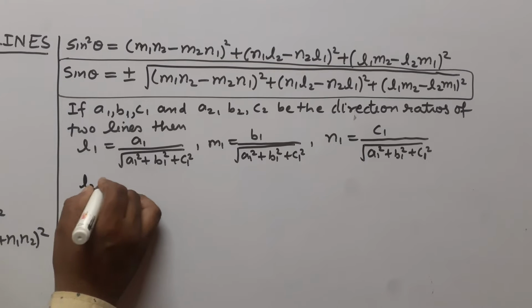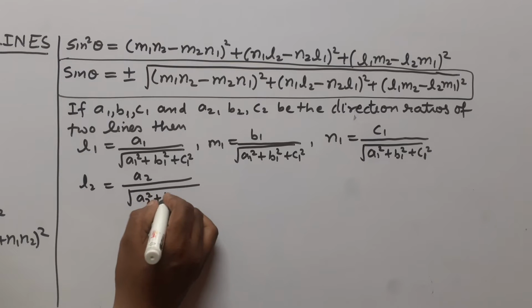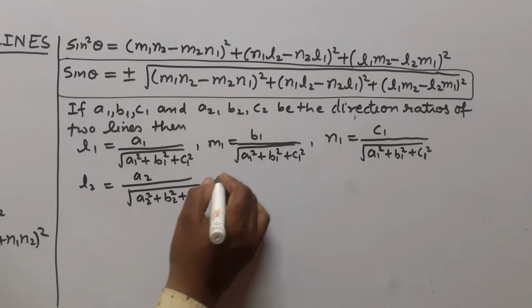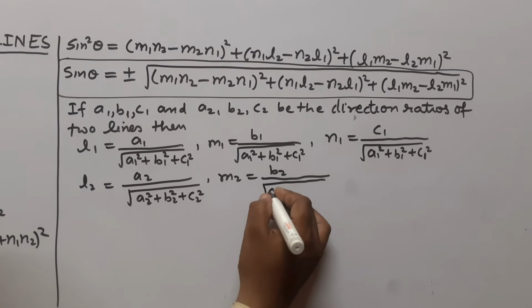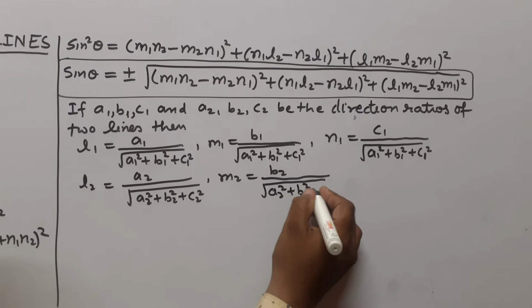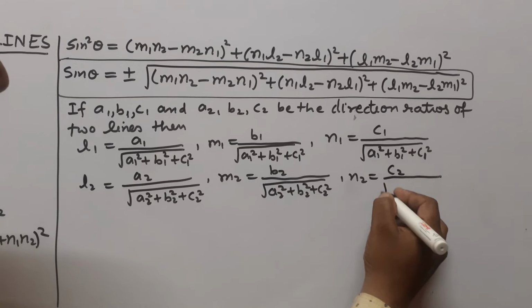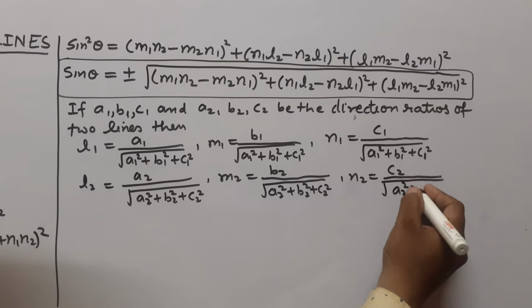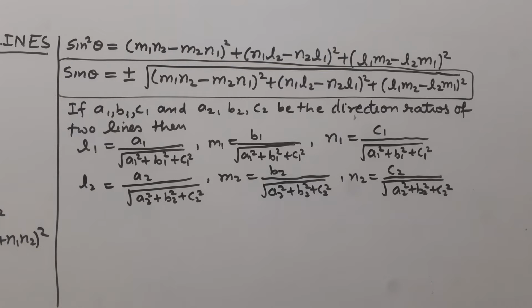Similarly, L2 is equal to A2 divided by under root A2 square plus B2 square plus C2 square. M2 is equal to B2 divided by under root A2 square plus B2 square plus C2 square, and N2 is equal to C2 divided by under root A2 square plus B2 square plus C2 square. Now we put the values of L1, M1, N1 and L2, M2, N2 in the above formula.